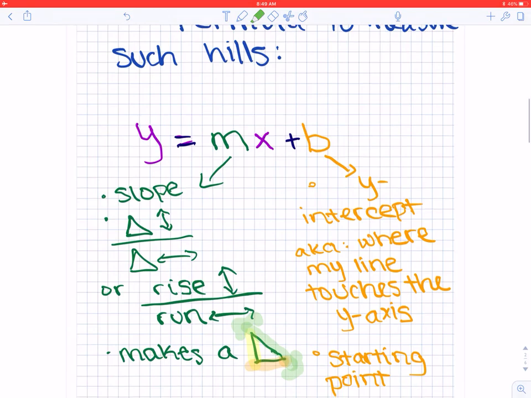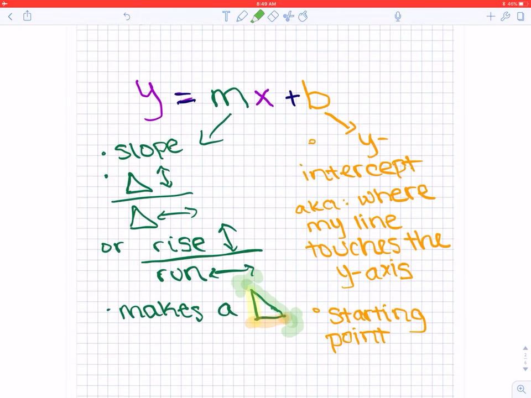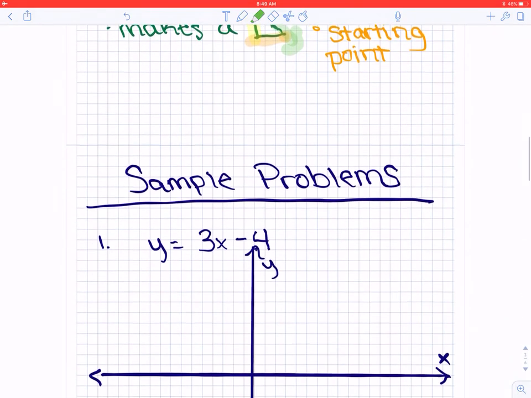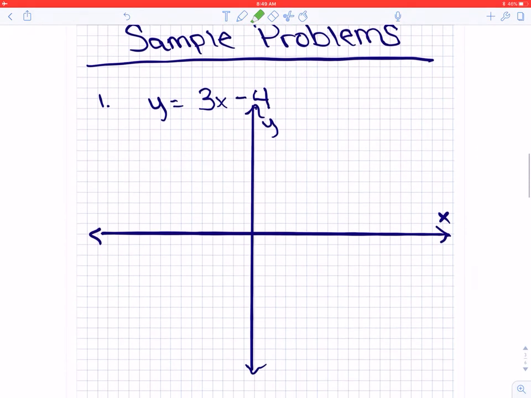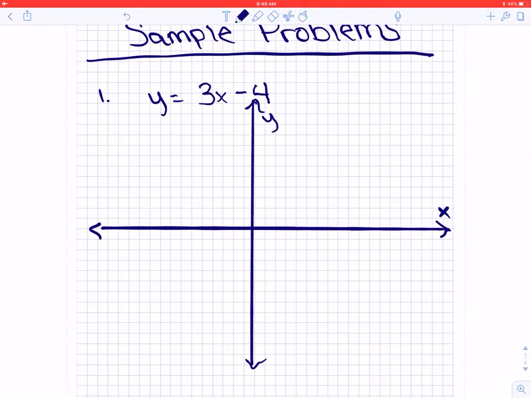And our b is our y-intercept, or where the line touches the y-axis. It's our starting point. So when we're graphing slope, we actually go backwards. We start at b, and then we graph m, and that gives us our line. So let's do some sample problems. Go ahead and write sample problems in your notes, and write down this first problem.